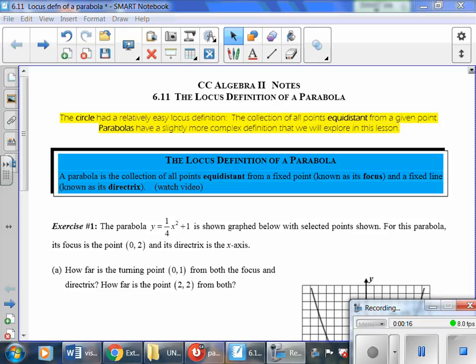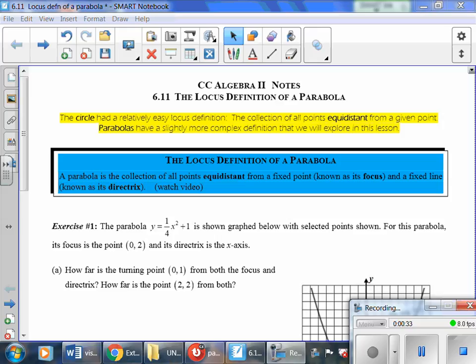So we talked the other day about the locus definition of a circle, which is pretty easy. It's just all the points that are equidistant from a given point, which we call the center, of course. And that distance that we talk about is the radius. The locus definition of a parabola is a little bit more complicated.